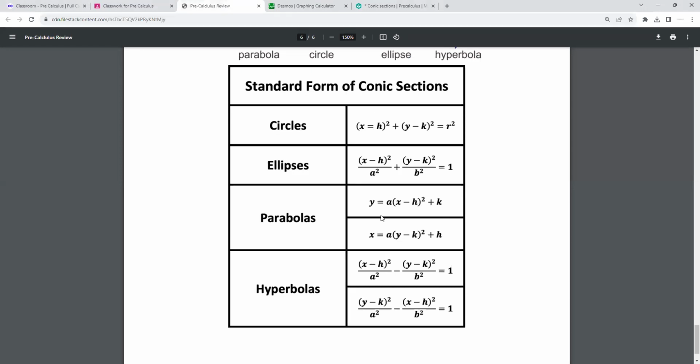Okay, so I did circles and parabolas. Now let's do ellipses and hyperbolas together. The difference between an ellipse and a hyperbola is this has a plus and this has a minus sign. This is always going to be equal to 1. Okay, so let's start with an ellipse.